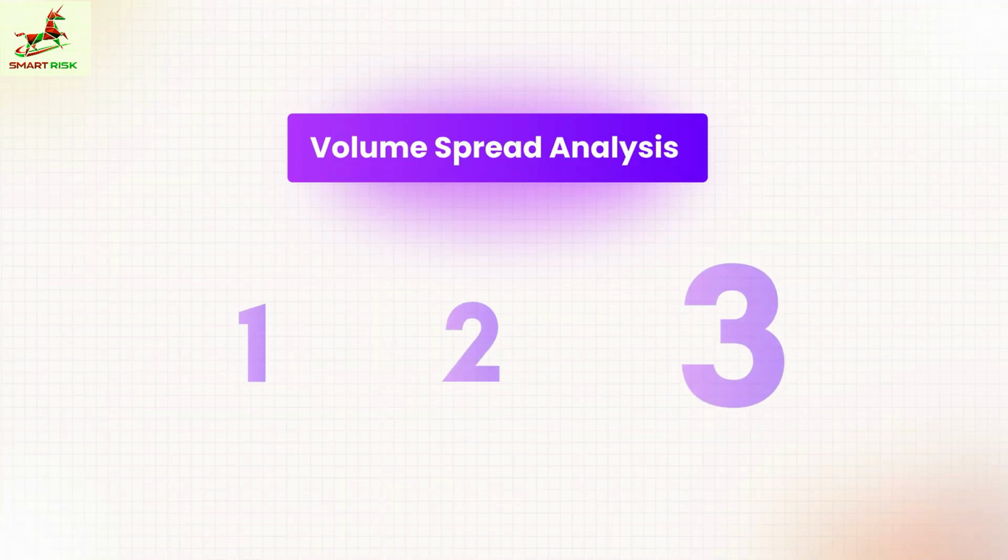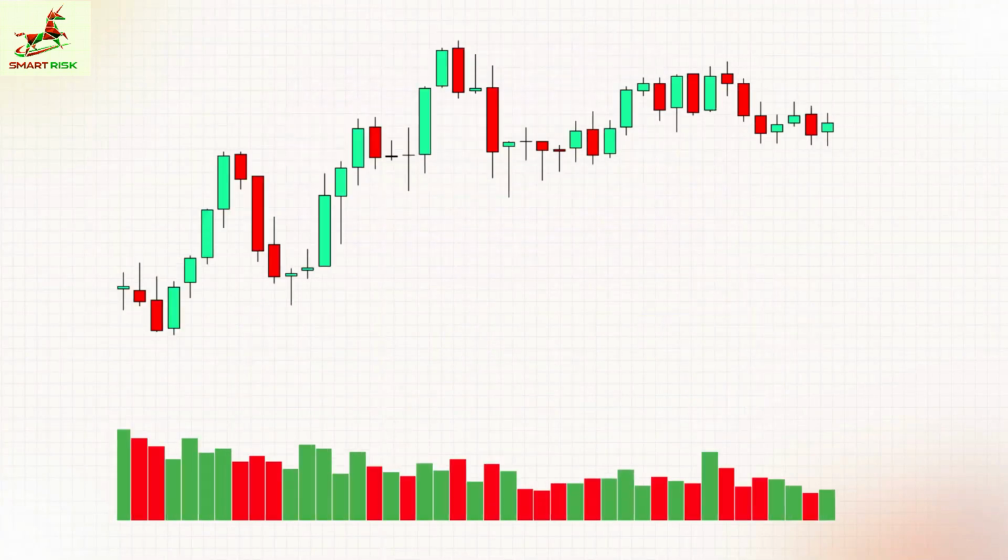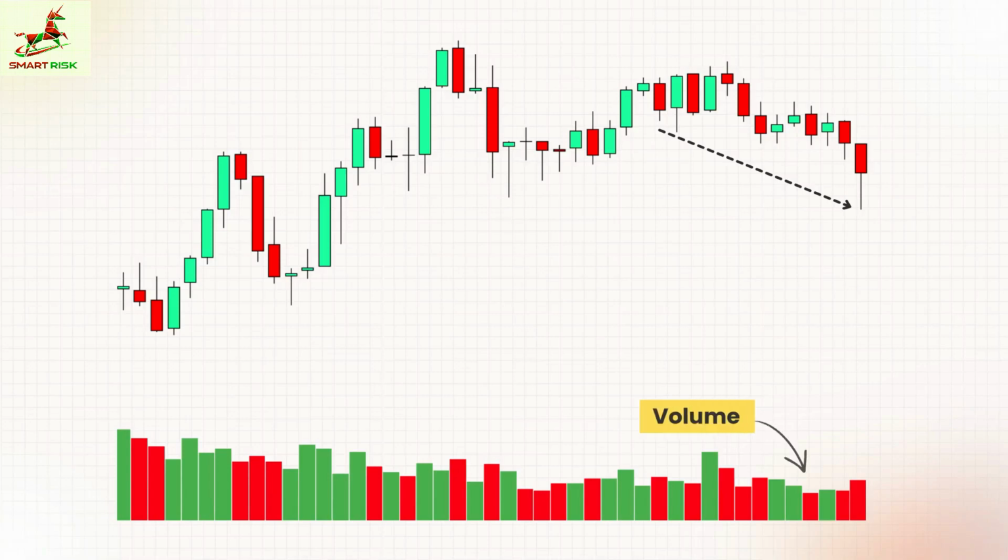Pattern number 3. No supply test. Let's say there's a solid uptrend playing out on the chart, and suddenly price pulls back a little. Naturally, the question that pops into your head is, is this uptrend about to reverse, or is this just a healthy correction? This is exactly when you should look at volume. If that pullback consists of a small red candle with very low volume, it means sellers have no real interest in selling. Nobody actually wants to bring this market down.